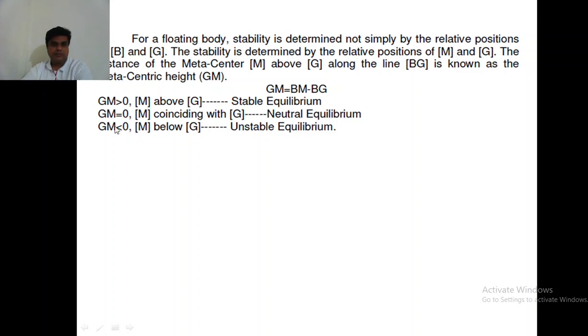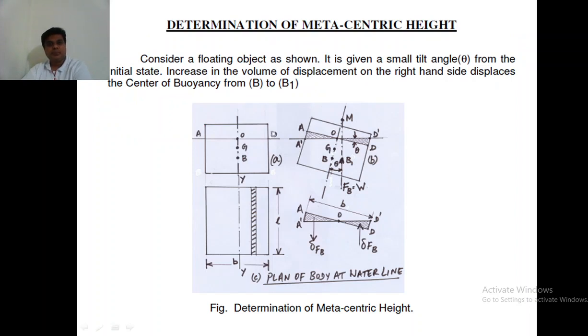If M is below G, GM will be negative, so it is not stable, it will be unstable. For stable neutral equilibrium, GM should be equal to 0, so M should coincide with G. Here we have an analytical method to determine the metacentric height. It is again simple mathematics, and you can do the derivation from here.